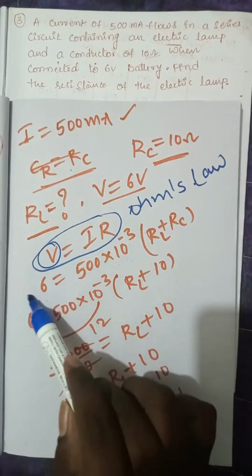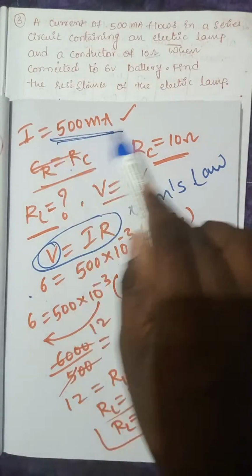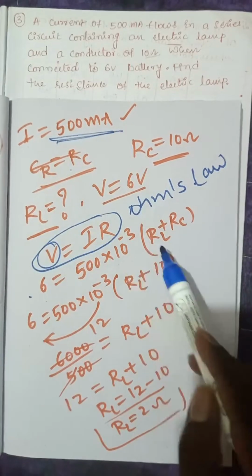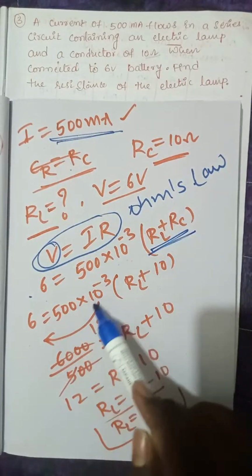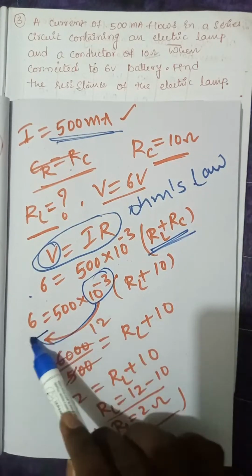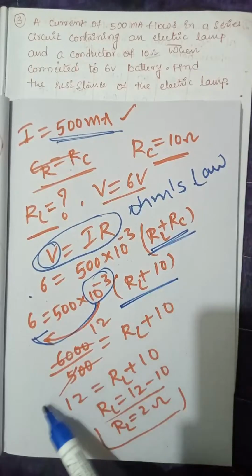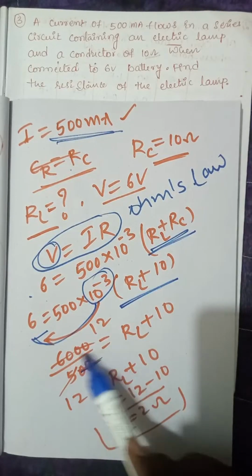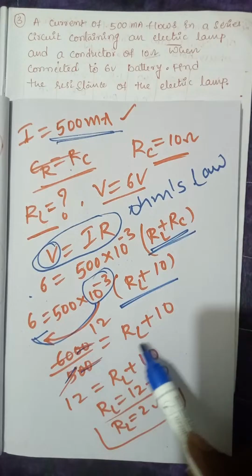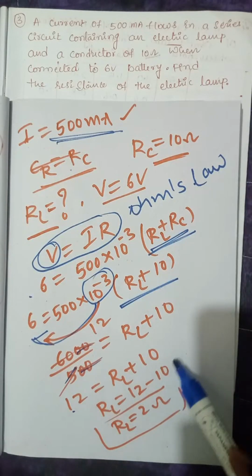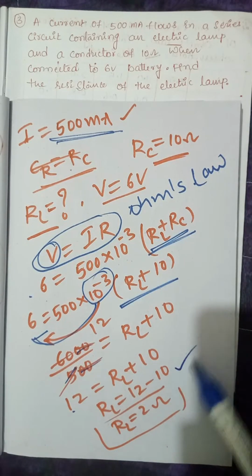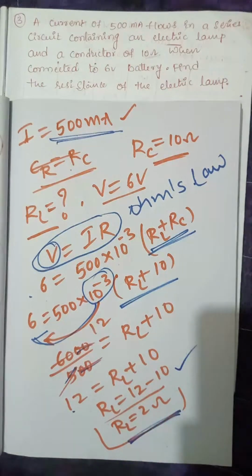We substitute I here, converting milliampere into 10 power minus 3. Our resistance is given, so you can take this value to this side. Then 6,000 by 500 gives 12. So 12 equal to RL plus 10, so RL equal to 12 minus 10, and then you will get 2 ohm. Clear? Any doubts? If you have any doubts, let me know. Otherwise, try to solve this problem.